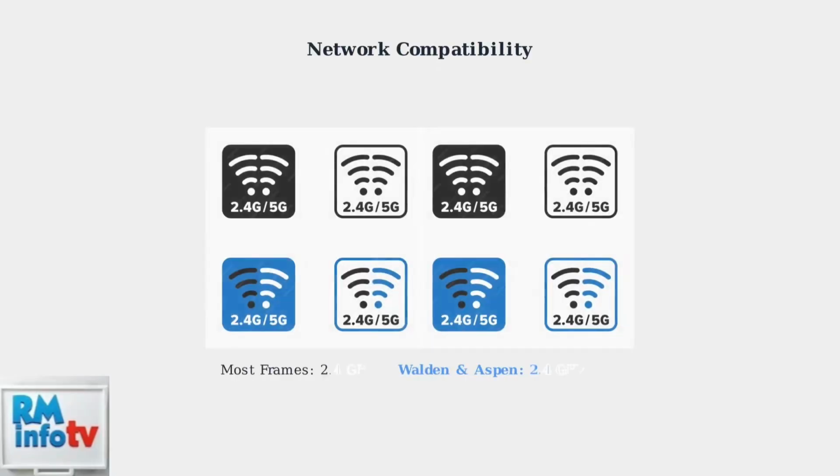Important note: while most Aura frames require a 2.4 GHz network, some newer models like Walden and Aspen support both 2.4 GHz and 5 GHz bands, giving you more flexibility in your network selection.